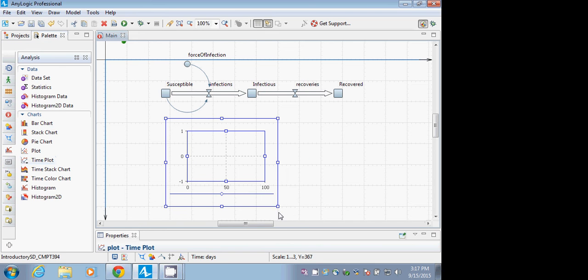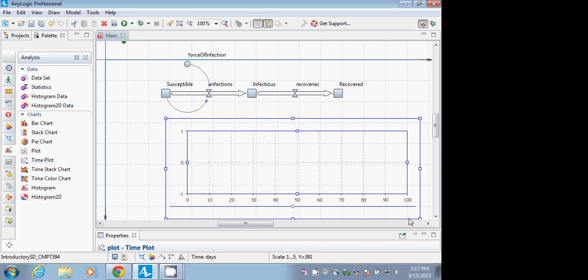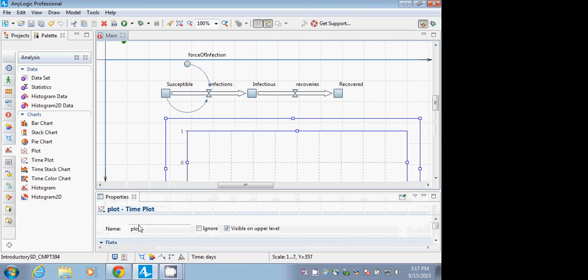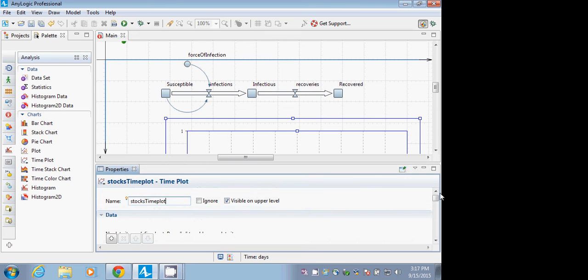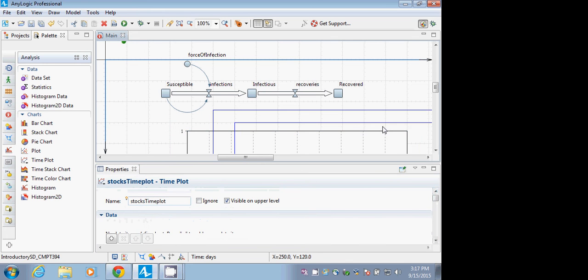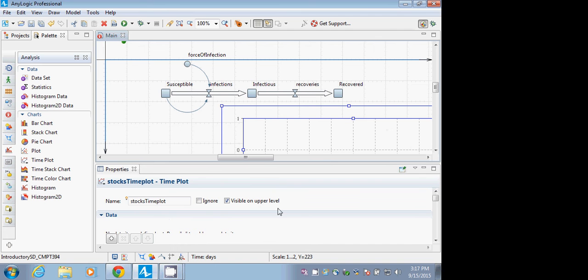And let us now adorn our palette with a time plot, shall we not? And here we're going to call this time plot stocks time plot. Names are important. If you want to communicate with yourself in the future, or with others, naming things well is important.